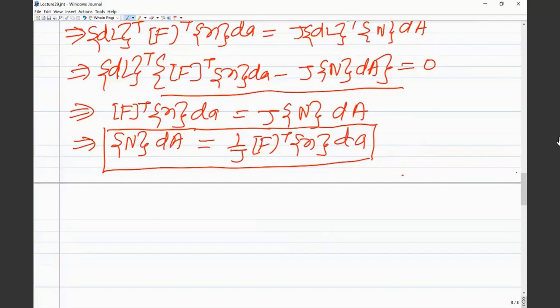Now let me introduce the different stress measures. I will briefly explain. Now I am going to talk about the stress measures.